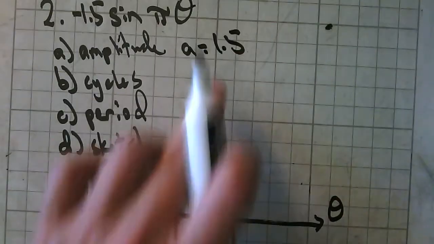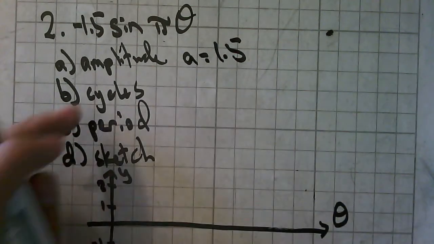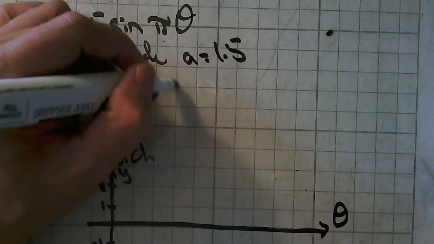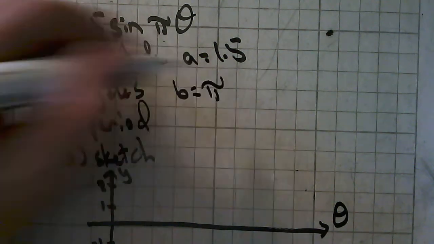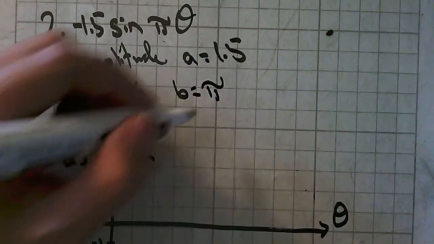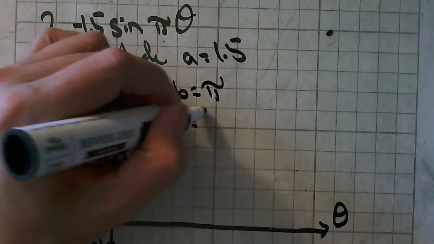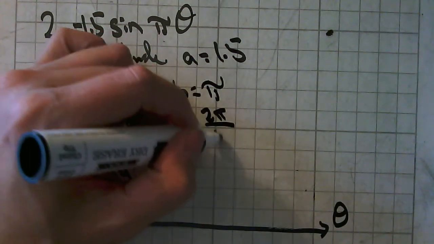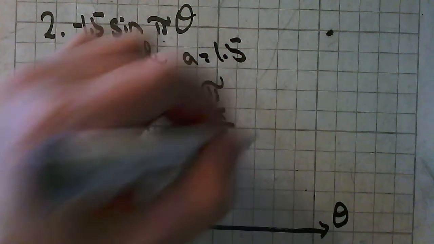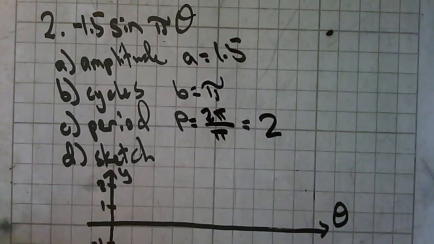Okay, so here our amplitude is 1.5. It's going to have cycles. Our b here is pi. Our period is 2 pi over b. So we get 2 pi over pi. Our period is 2. And now we have to sketch the graph.